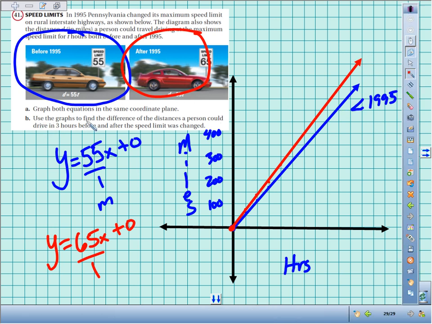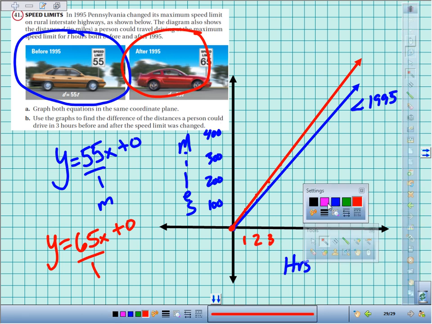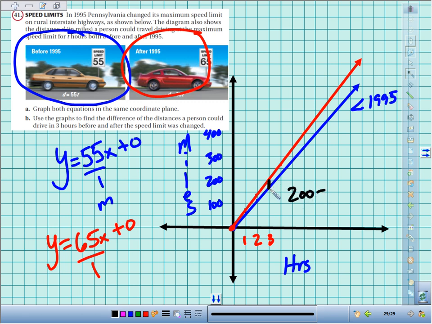Part B says, use the graphs to find the difference of the distance a person could drive in 3 hours before and after the speed limit was changed. So here's 1 hour, 2 hours, 3 hours. Let's kind of work our way up. We could estimate the gap between those. It looks like about 200 miles versus maybe 150, maybe 160. I'm going to estimate it at 40 miles.